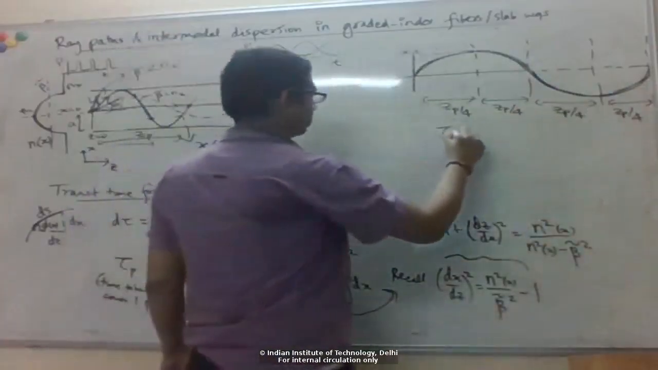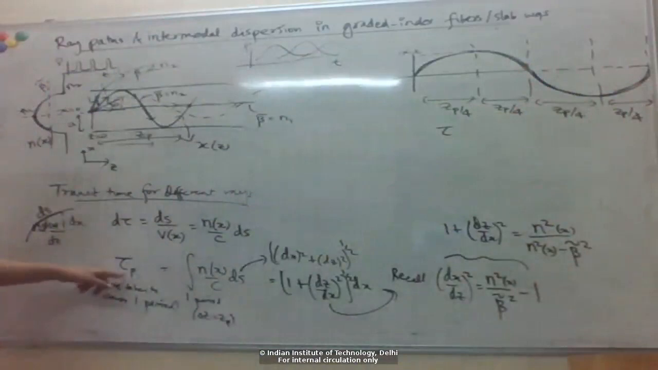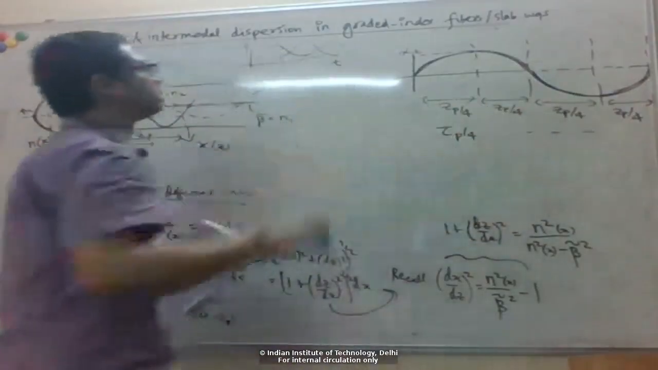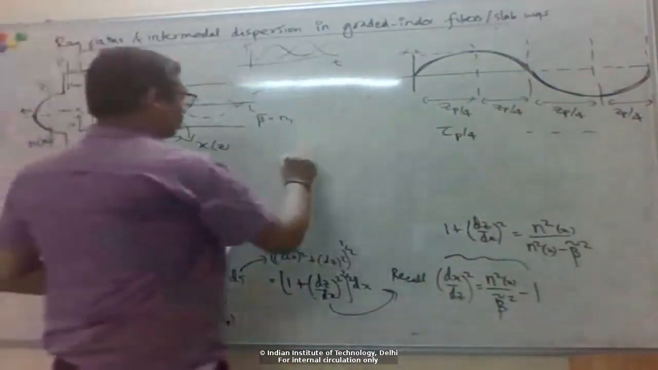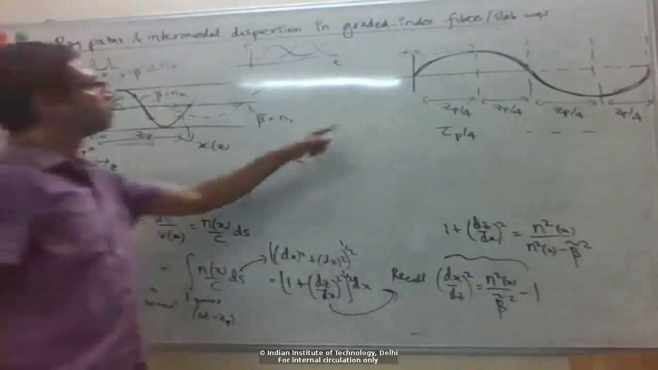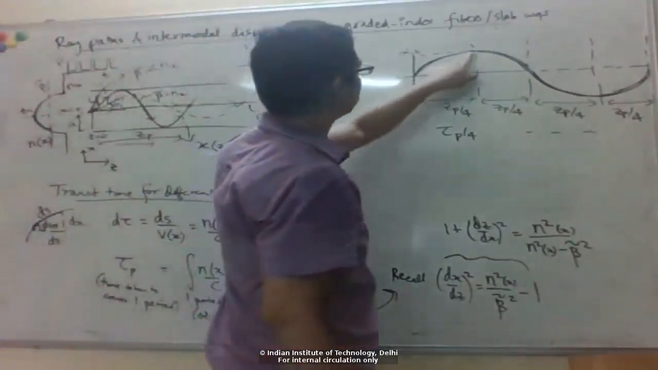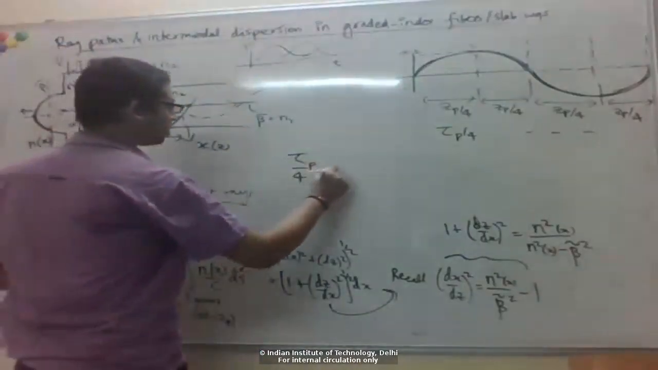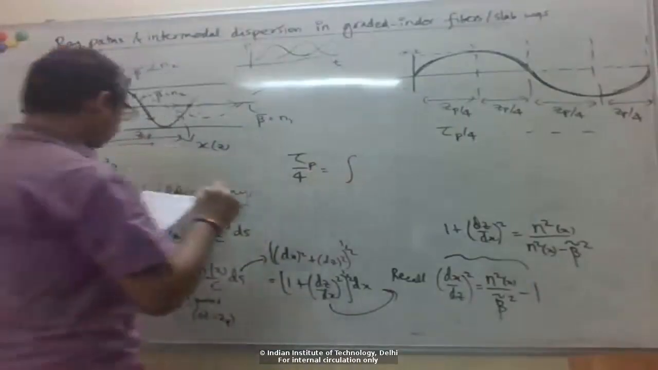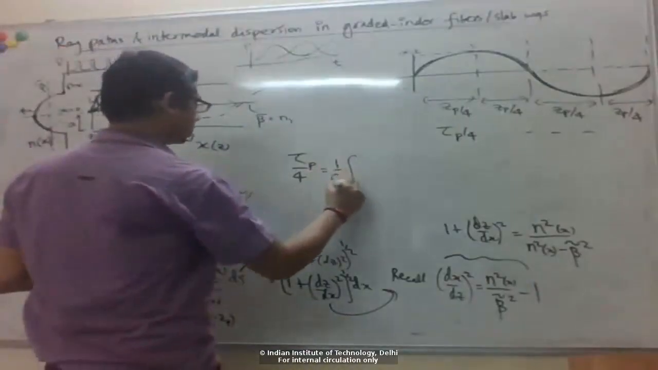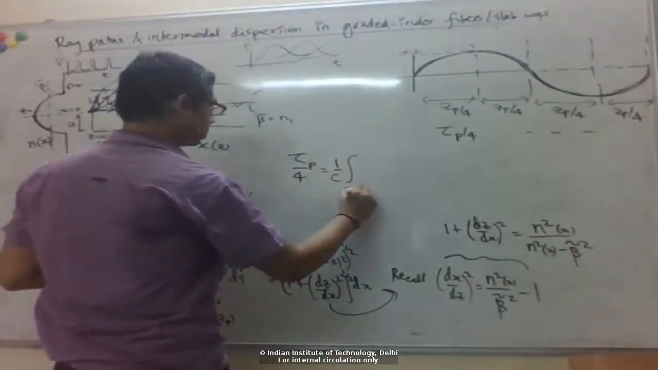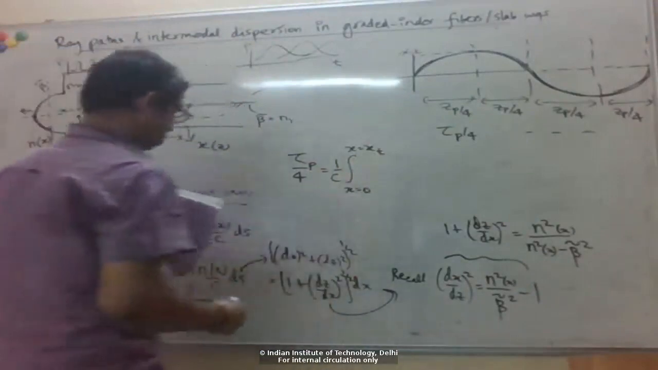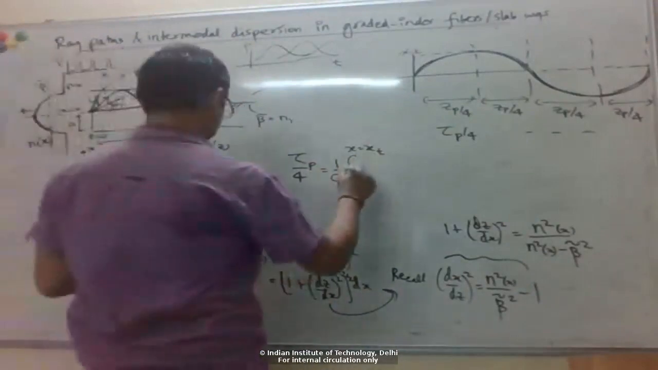Right? So if the time it takes to complete a period is tau p, then it's tau p by 4 for each of them. And so what is tau p by 4? It's this integral evaluated from x equal to 0 to x equal to xt, of this expression here.